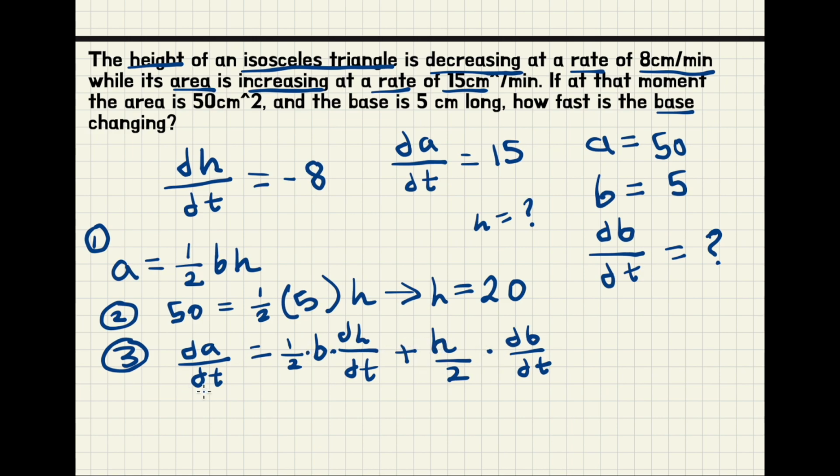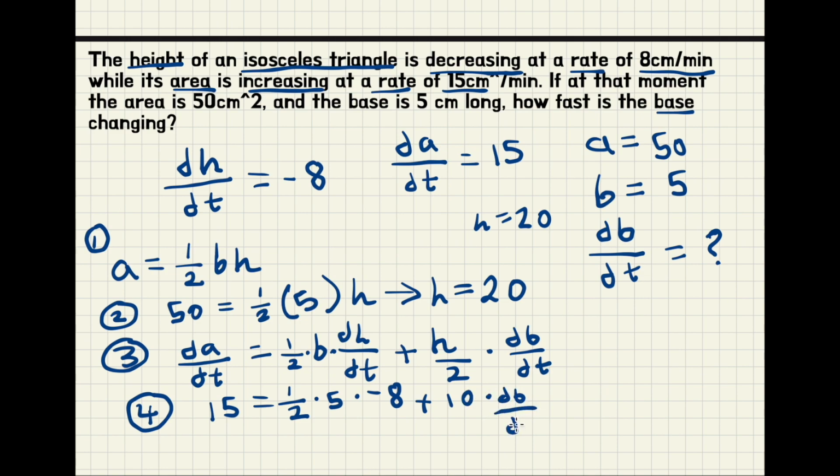So now we can plug in our values. dA dt is 15. 15 equals 1/2 times B, which is 5, times dH dt, which is -8, plus H, which we found to be 20, times 1/2, so 20 divided by 2 is 10, times dB dt, which we're solving for.